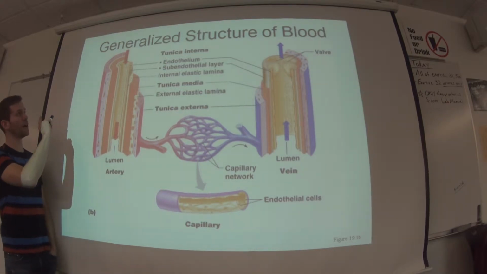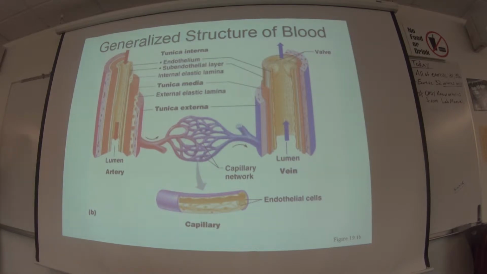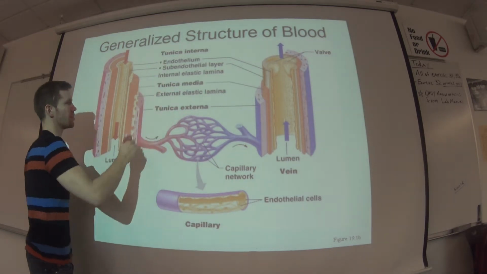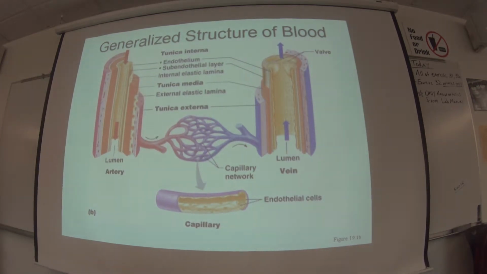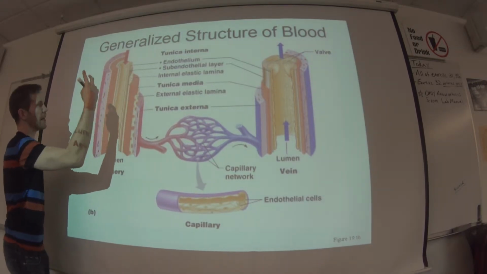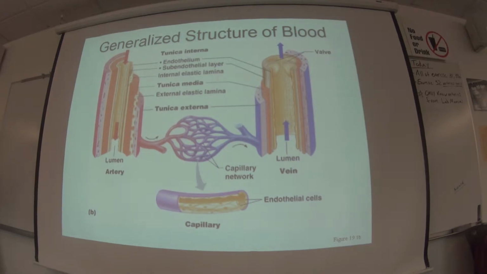There's three levels no matter if you're an artery or a vein: tunica interna, tunica media, and tunica externa. Those are three general levels in bold. Now we look at the artery on the left-hand side. You've got two main inner layers plus an elastic layer.